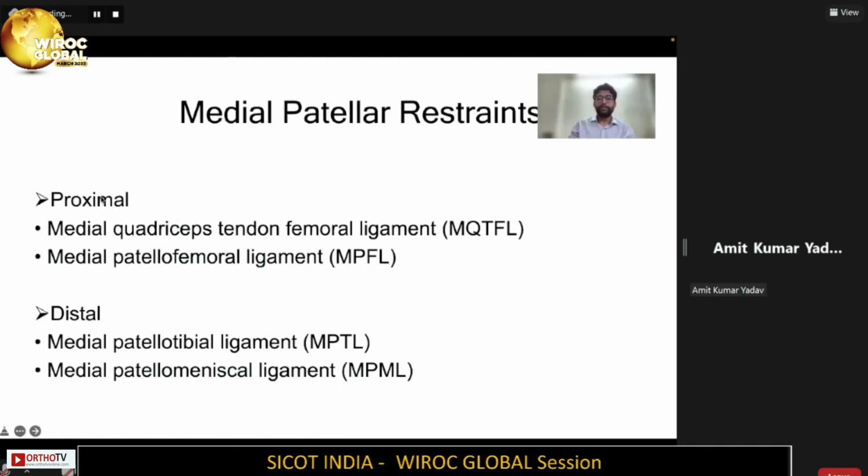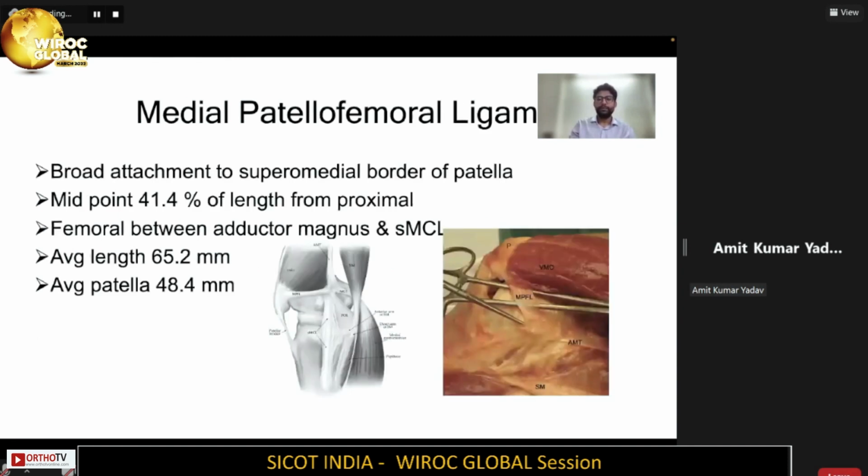On the medial side of the patella, there are proximal and distal patellar restraints. Proximal is the medial quadriceps tendon femoral ligament and MPFL; distal is the MPTL and MPML. MPFL is attached to the superior medial border of the patella. Average length of the patella is 48.4 mm.